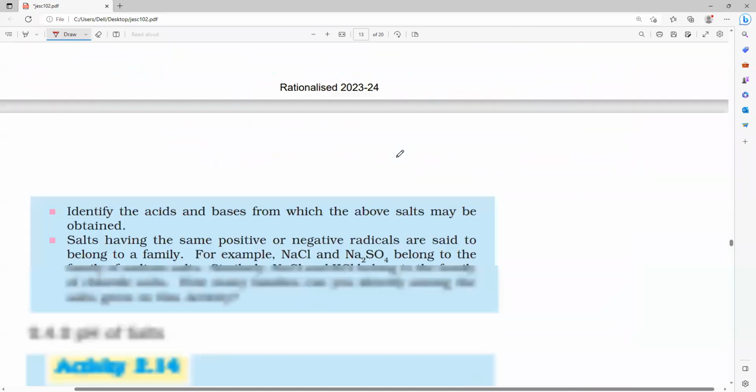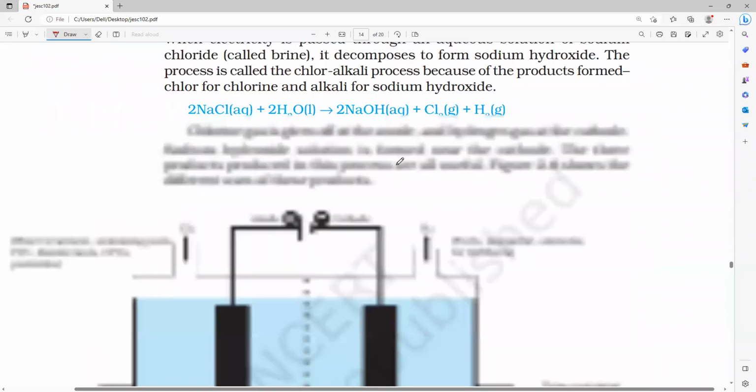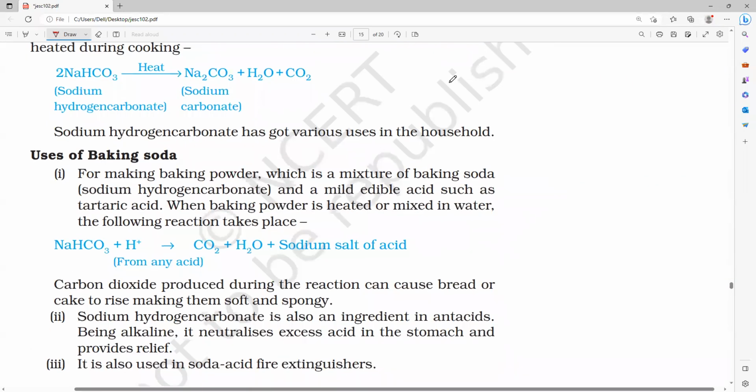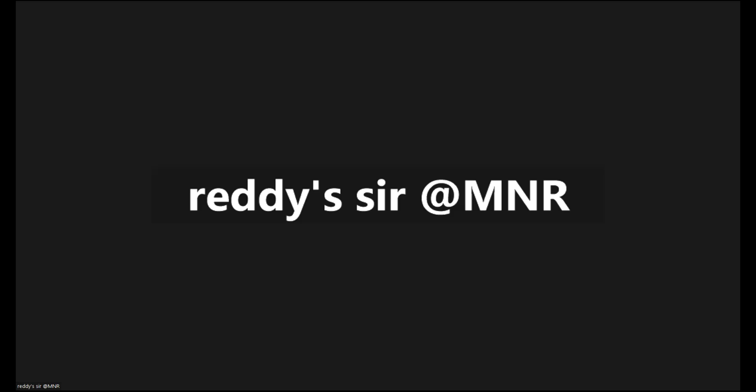If the salts are over, I hope we'll finish them before the school reopens. Salts is more important than acids and bases. Surely the question will be asked even in the board exam. So till here is completed, and from here we'll continue in the next class. With this I'll stop. Immediately get back to work, complete the reading and solve the in-text questions also.